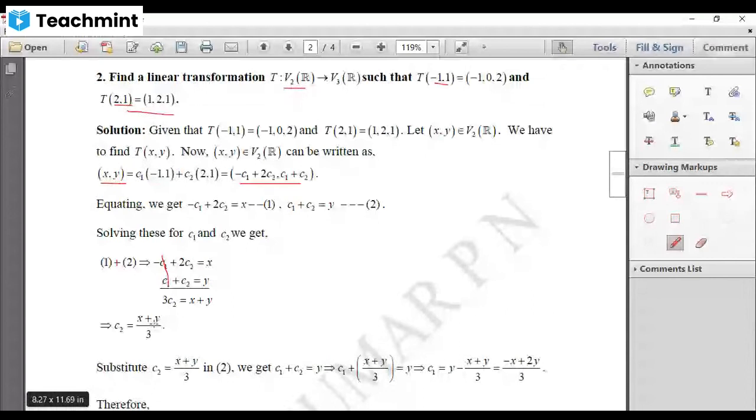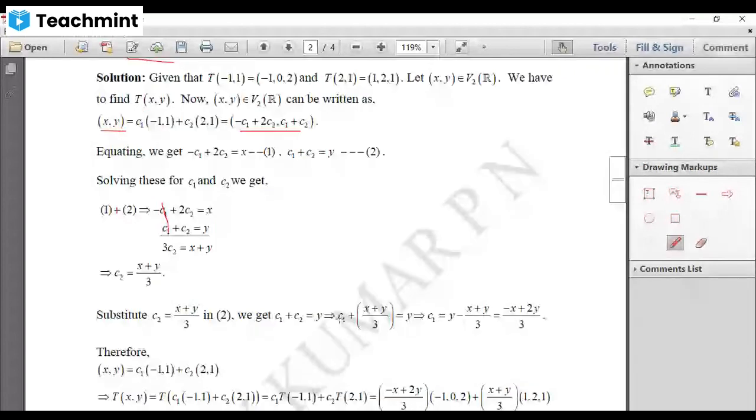Substitute this in 1 or 2. Let me substitute in equation 2. So C1 plus C2 equal to Y implies C1 plus (X plus Y) by 3 is equal to Y. Send this one to this side. That becomes C1 equal to Y minus (X plus Y) by 3. Take LCM, you'll get 3Y minus of this, so that is minus X minus Y. Minus Y plus 3Y is plus 2Y. So your C1 is (minus X plus 2Y) by 3.